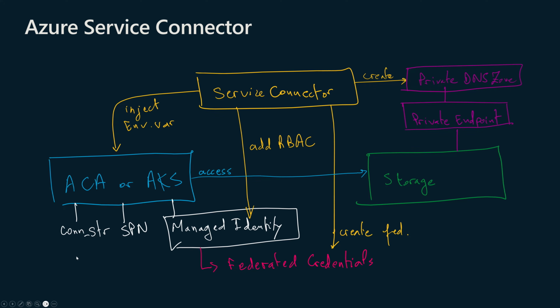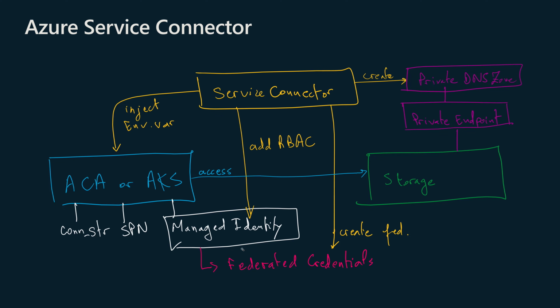And then for your application to be able to use that managed identity or to use the SPN, service principal, or connection string, we typically pass those values as an environment variable. So for the managed identity, that's going to be the principal ID or the object ID. And this now could be done by Azure Service Connector. So then when your application starts, it will read that data from its environment variables, and then it uses it in order to access the storage account.